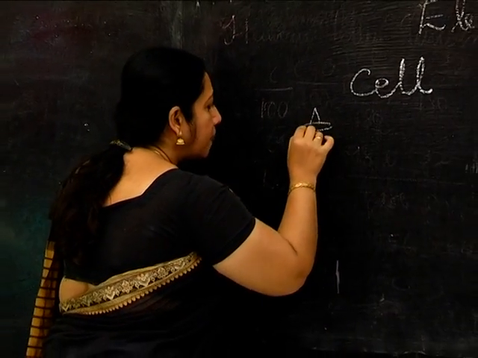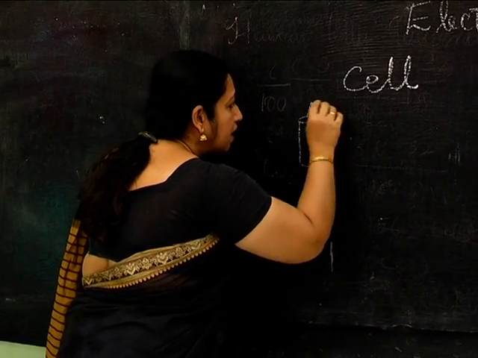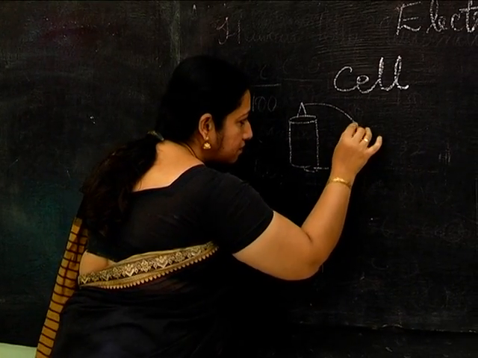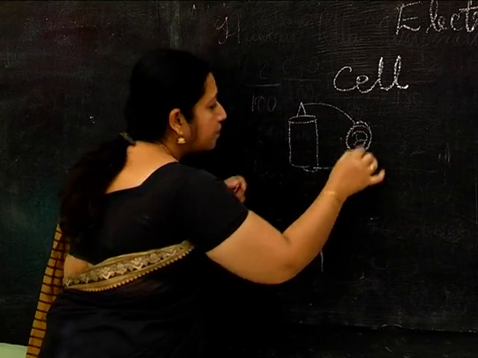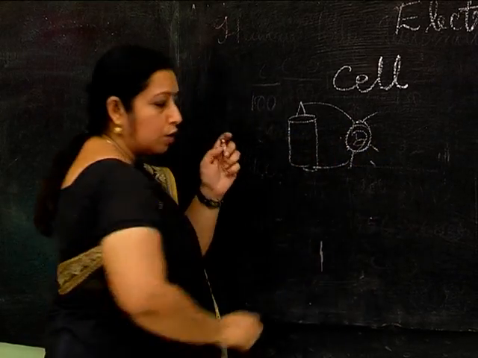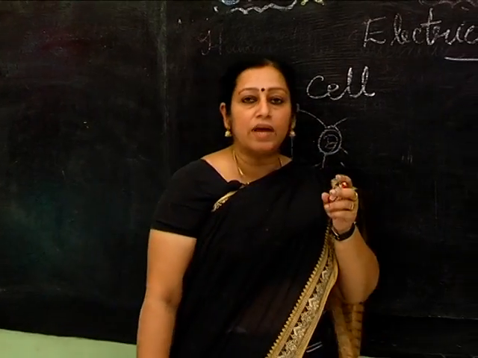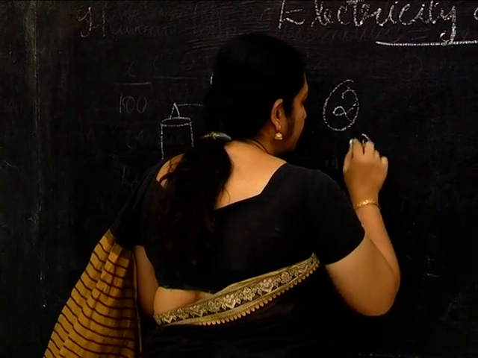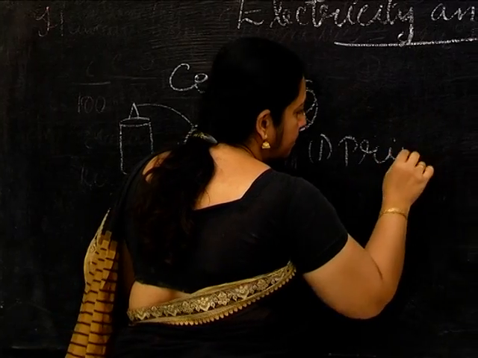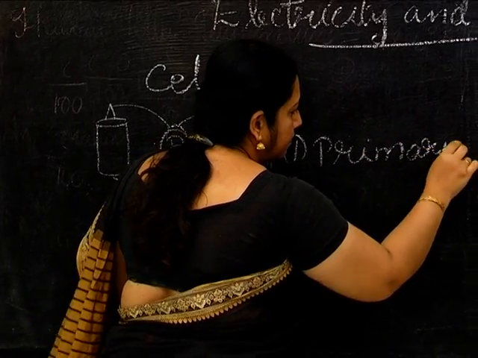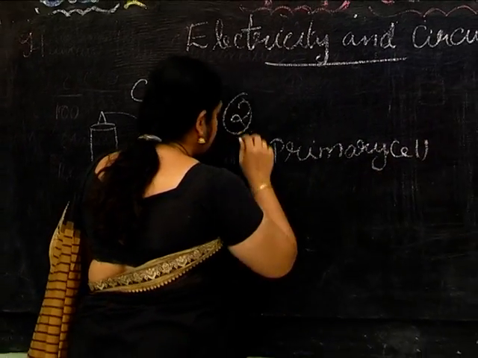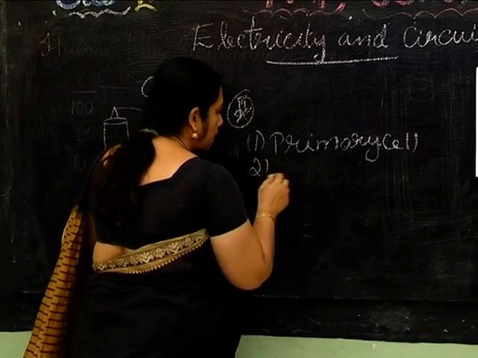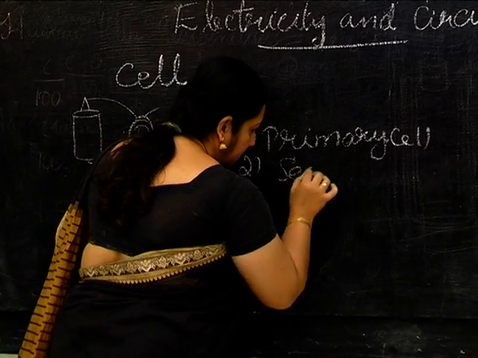When we connect this cell with a bulb, it starts to glow. And there are 2 types of cell. One is the primary cell. Second is the secondary cell.